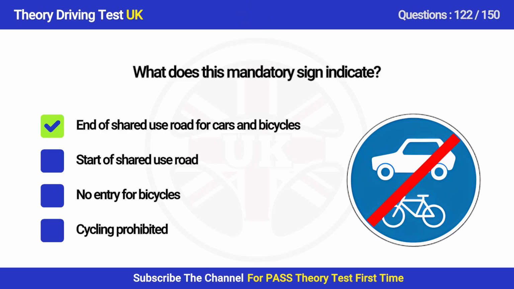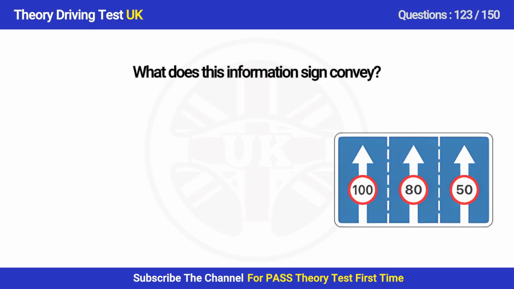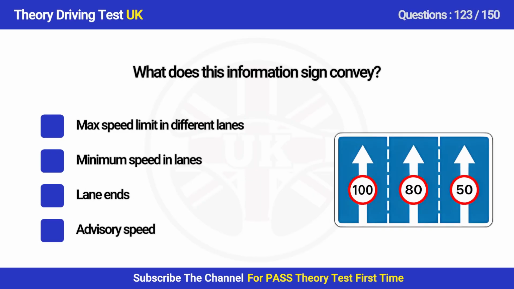Answer is A. End of shared use road for cars and bicycles. This blue circular sign with a diagonal red stripe through the car and bicycle symbols indicates the end of road for shared use by passenger cars and bicycles, and normal road rules apply afterwards. Question 123. What does this information sign convey?